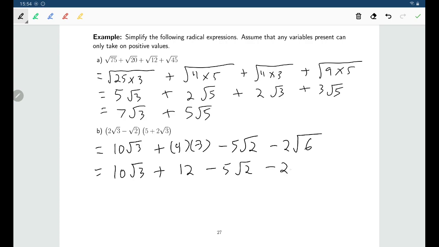As far as what's left over, I can see that for all of the roots that are there, root of 3, root of 2, root of 6, none of those have any perfect squares that can be taken out. There's nothing else that I can really do to combine these terms together, so I am finished.